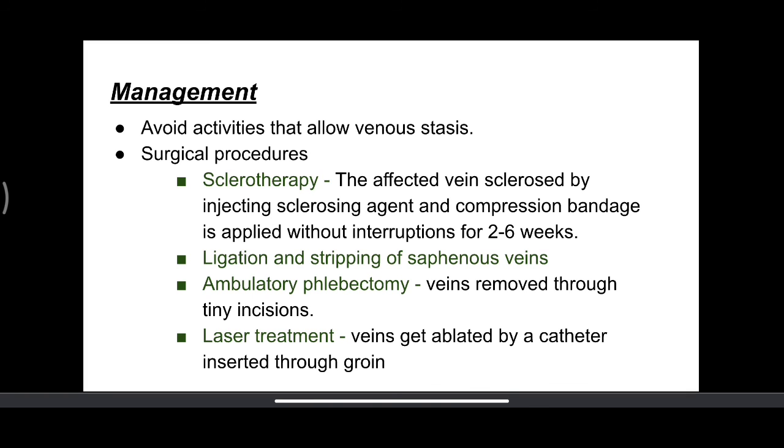Ligation and stripping of the saphenous vein. Ambulatory phlebectomy: veins are removed through tiny incisions. Laser treatment: veins get ablated by a catheter inserted through the groin.